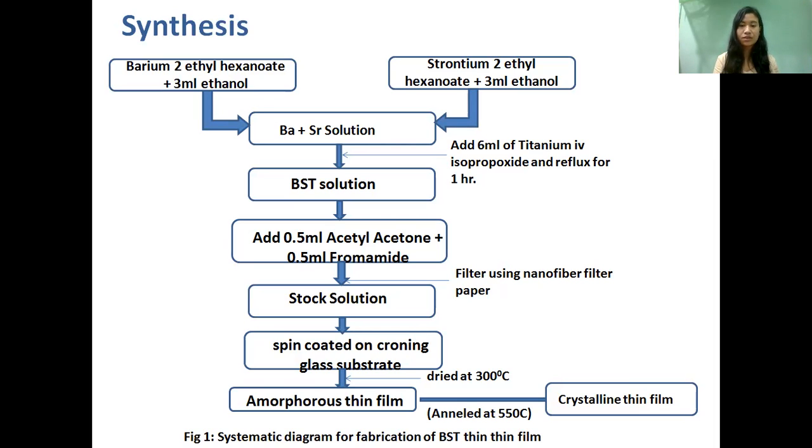This is used for the fabrication of the thin film in a spin coater. The fabricated thin film is later dried at around 300 degrees Celsius to form amorphous thin film, which later forms crystalline thin film after annealing at 500 degrees Celsius.